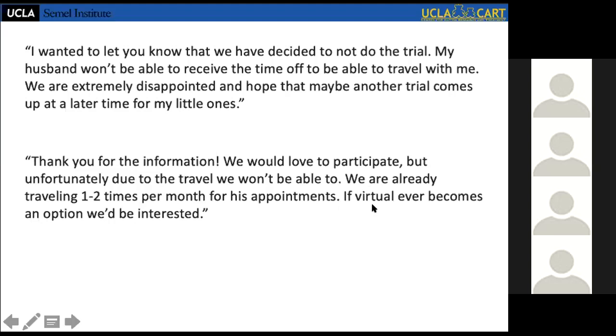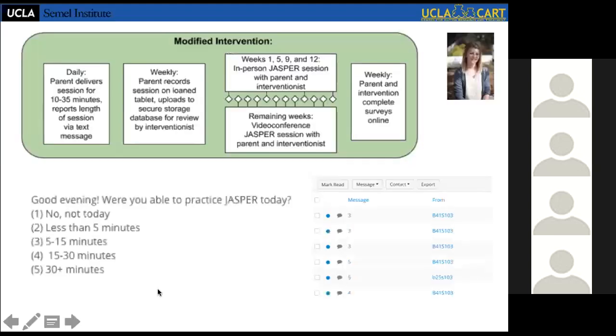And one of the parents said to us, if virtual intervention ever becomes an option, we'd be interested. So we went back to the drawing board, and Connie Castree's team was incredible in revising the intervention. And I give great credit also to Carly Hyde, who is our research coordinator on the study, who really has spearheaded so much of this work.